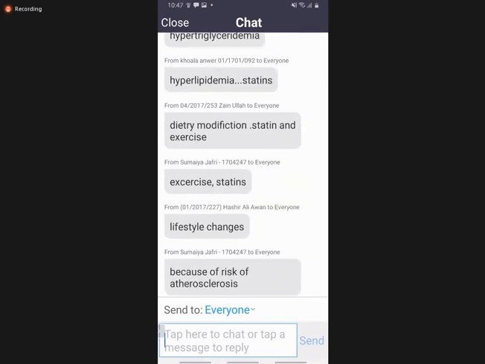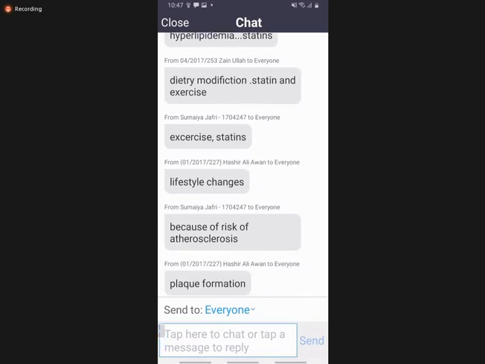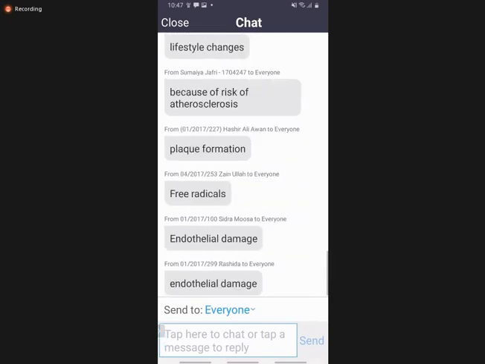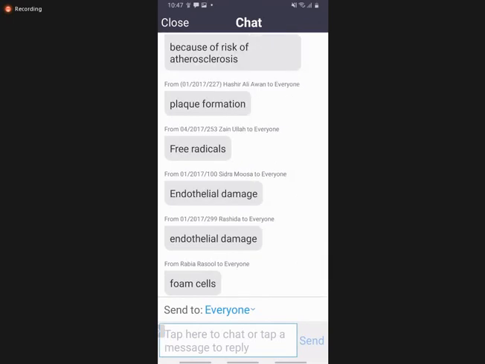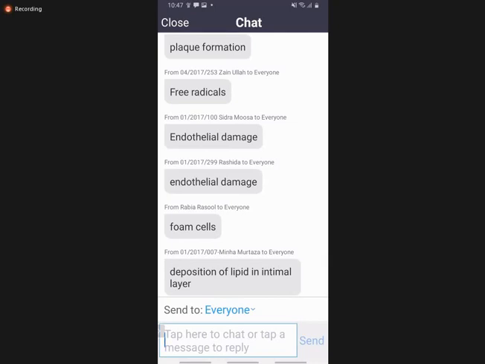Because of the risk of atherosclerosis. Very right. How does atherosclerosis develop? What is the role of LDL in the development of atherosclerosis? What does it do? It causes plaque formation, right? But what else does it do? It also causes endothelial damage. Sidra, you are right, and Rashida, you are also right, Zan is also right. There are multiple things taking place. There are free radicals. There is endothelial damage, which causes the formation of foam cells. Yes, Rabia, you are right. That is the formation of foam cells, which is the hallmark.